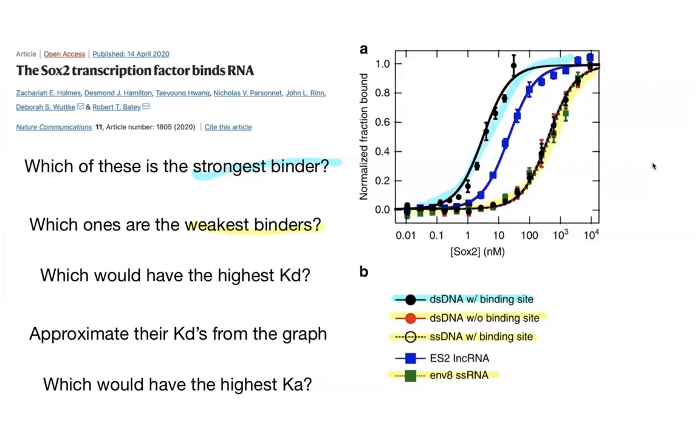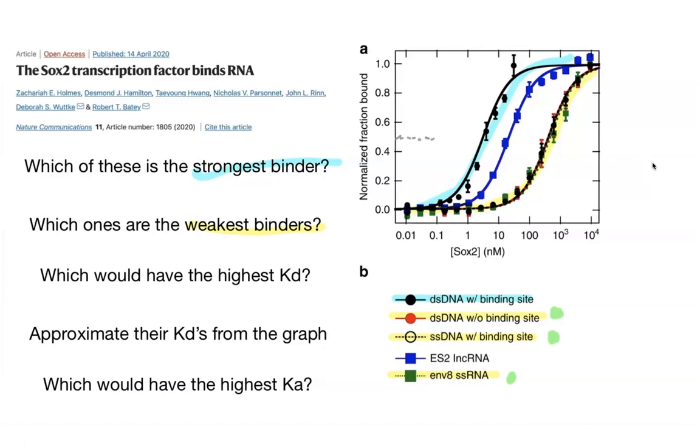Okay, so which of these would have the highest KD? So remember, higher KD would be weaker binding. And so these ones are going to be our weakest binders. These would have the higher KD. We can actually approximate the KD from these graphs. So let's go ahead and do that.